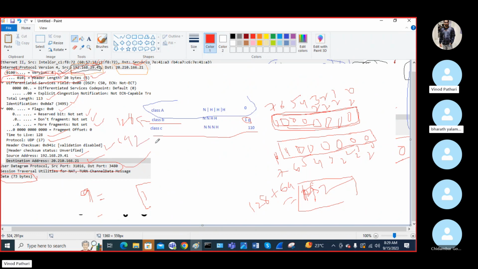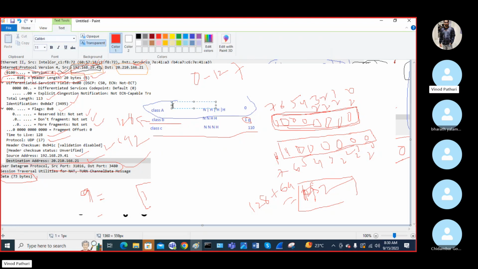So class C always starts from 192. Class B always starts from 128. Class A always goes from 0 to 127. Okay, these are the class ranges. You got it? How they calculated it. So the class A range is 0 to 127. Whenever you see the network in between 0 to 127, that is related to class A.